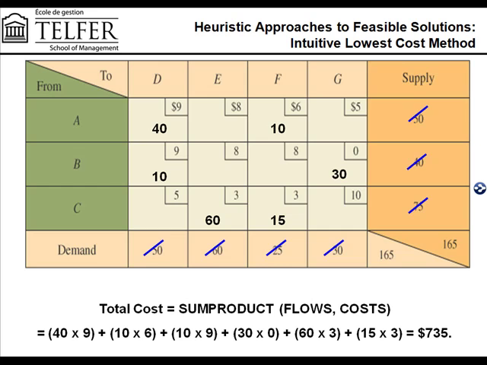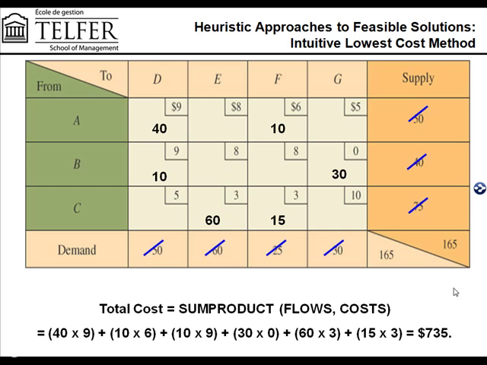So that is the intuitive lowest cost method, and it does give you another option to choose for your decision variables. So the decision variables that we've changed in this case are the flows from the various supply points to the demand points. And by changing the values for these decision variables, we've come to two different solutions, and both of these are feasible solutions.